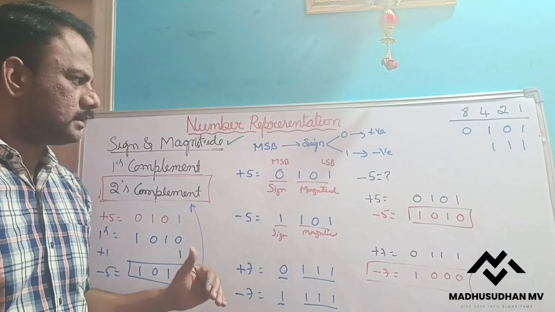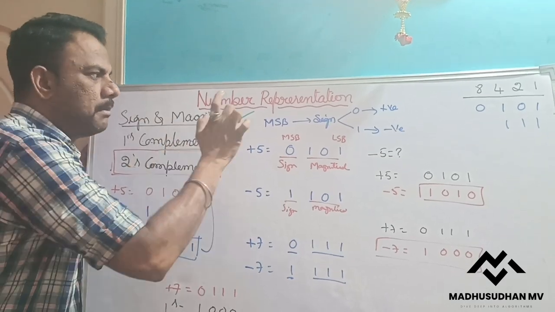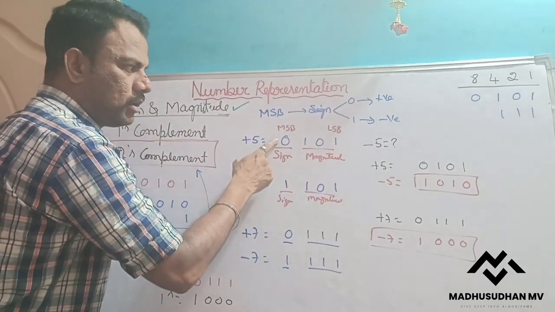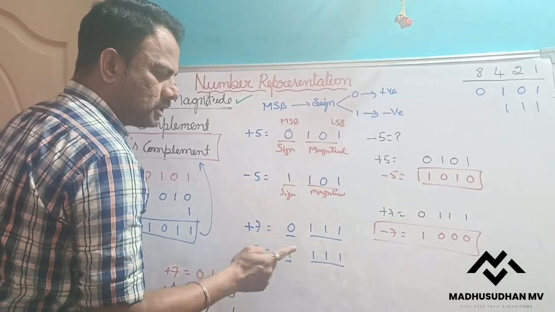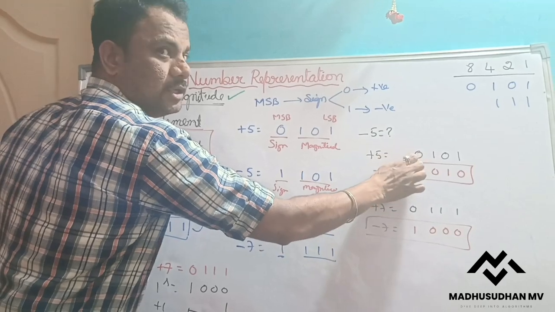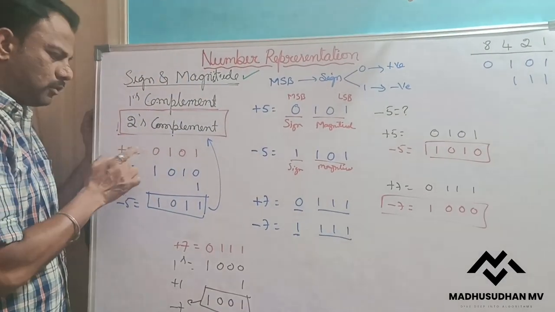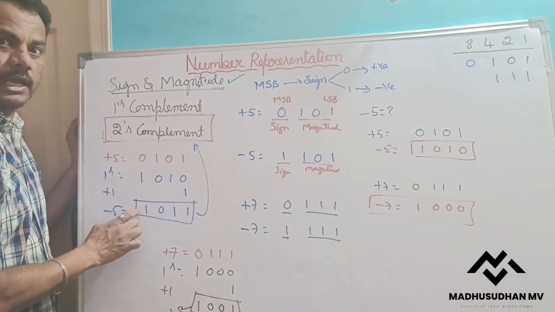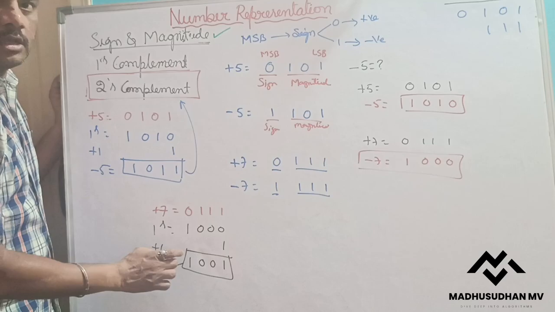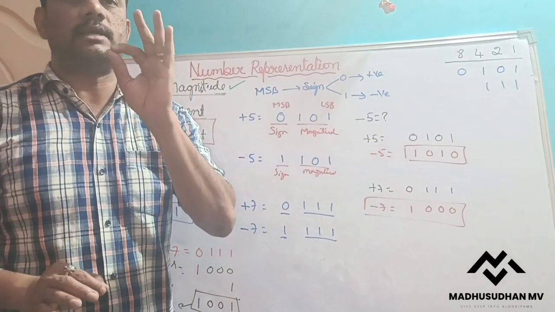Now, the summary: in all these three methods, the MSB indicates the sign of the number. See here, MSB 0 is positive, 1 is negative. Again see here, it is a minus, the sign bit is 1. Positive 0, positive 0, negative 1. Again here also, positive 0, negative minus. Positive 0, negative 1. So the common thing in all the three methods is that the MSB indicates the sign.